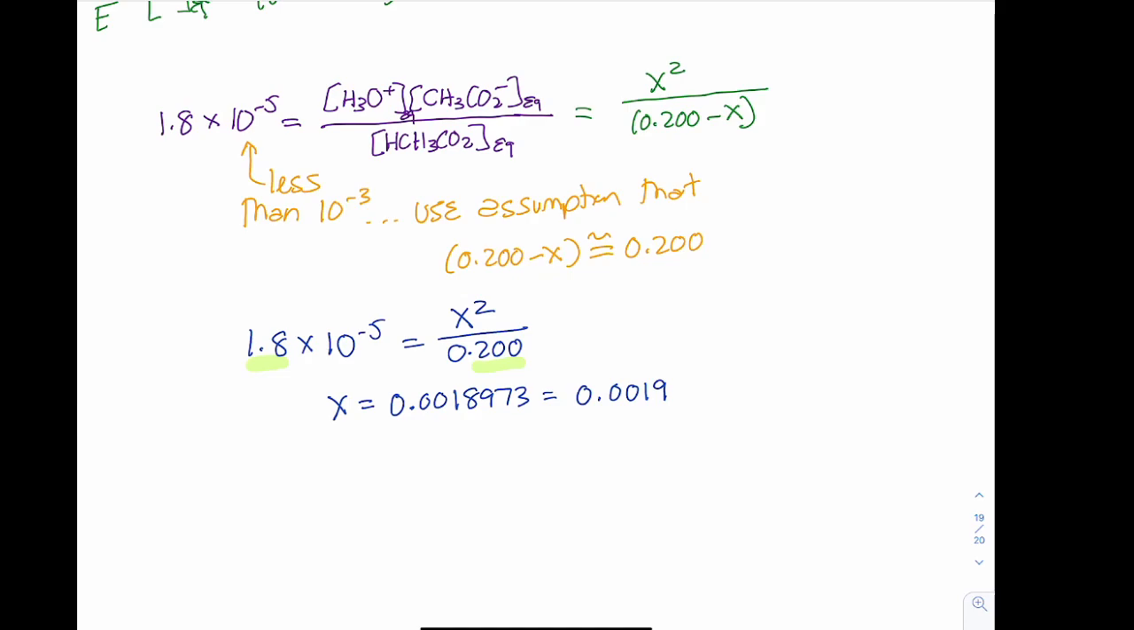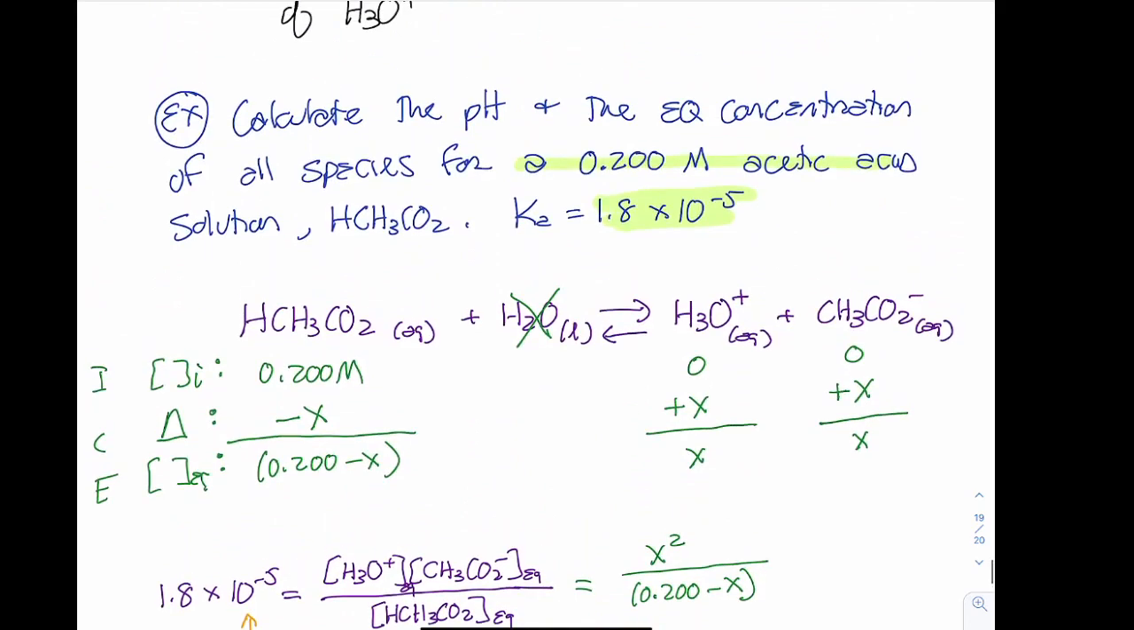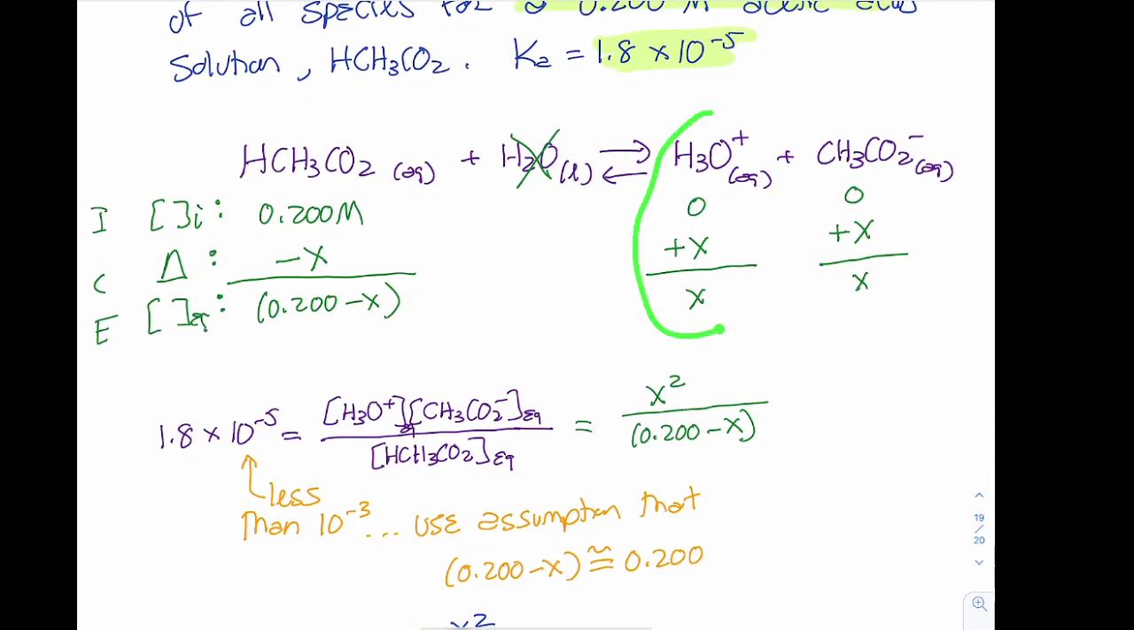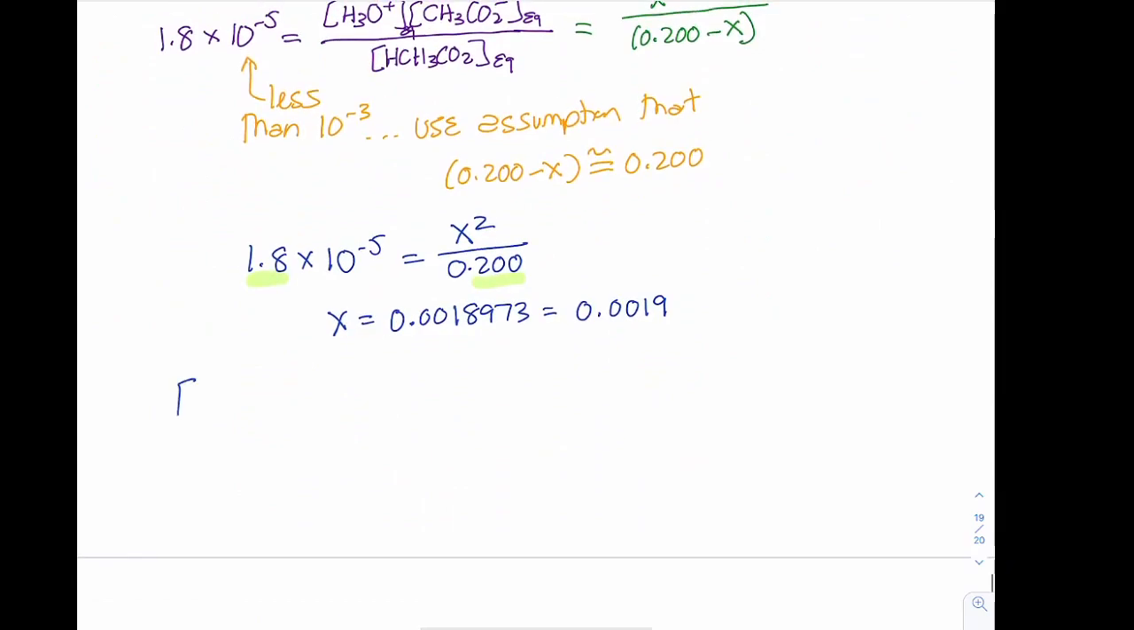So remember, we're not done, right? This is just X. If we go back up, we're asked to calculate the pH, which is going to be the negative log of my hydronium ion concentration, and then the equilibrium concentration of everything. So the equilibrium concentration of hydronium ions is X. That's also the equilibrium concentration of acetate ions. For acetic acid, I am going to have to subtract that from 0.200. So my equilibrium concentration for acetic acid, 0.200 molar minus 0.0019.